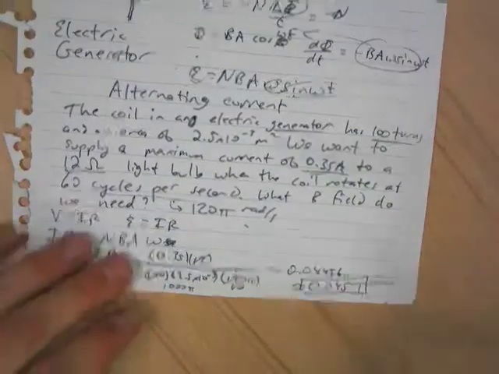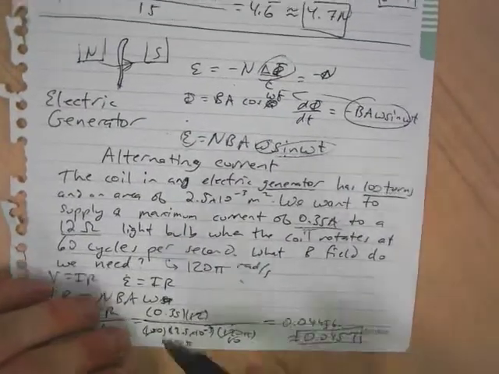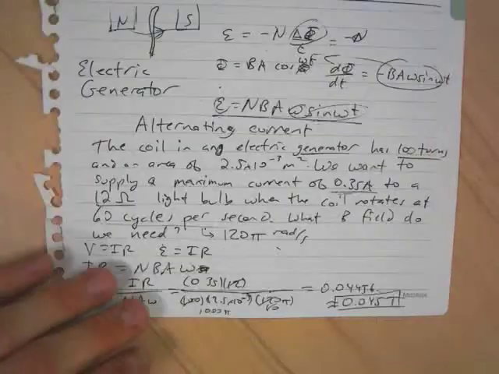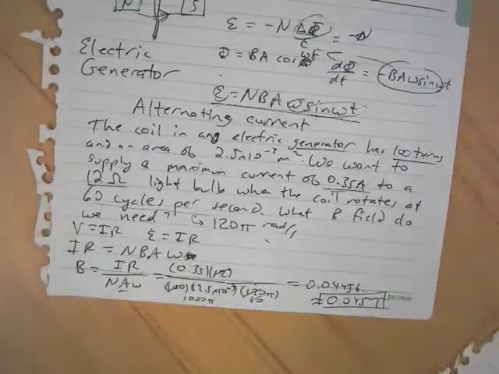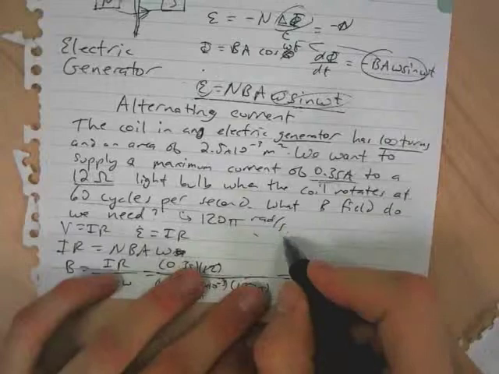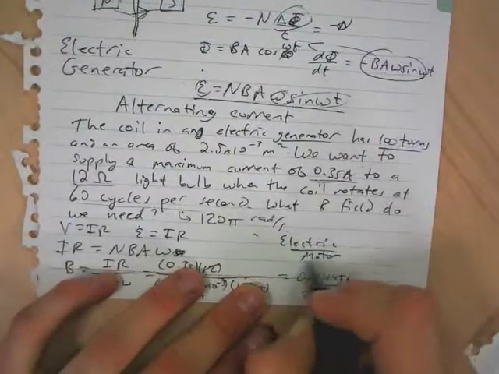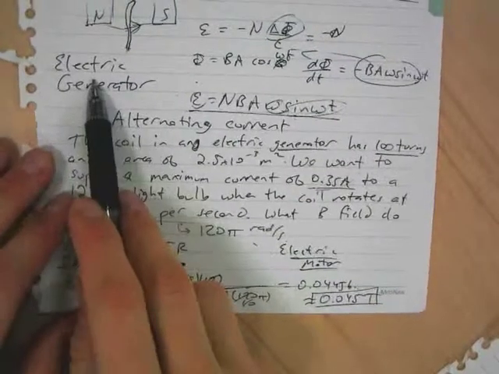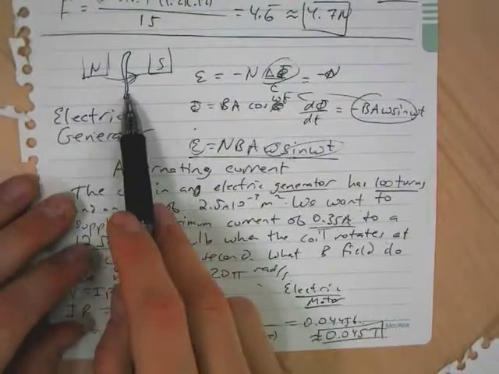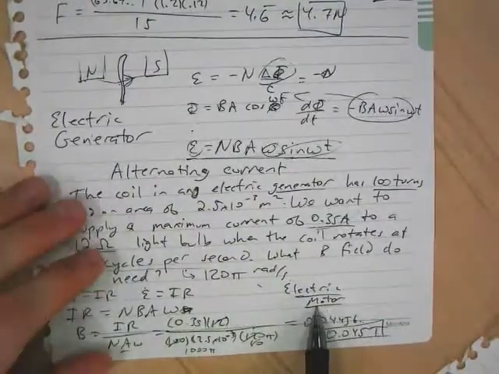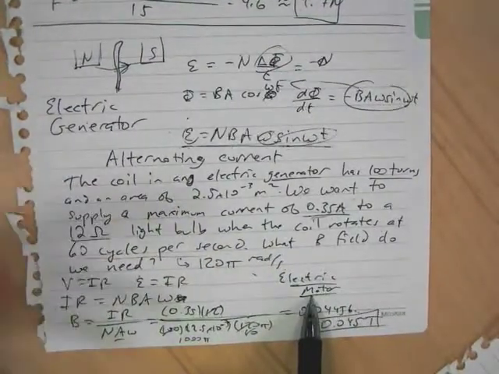So that's just an example of how we can use this formula that relates to an electric generator to find a B field. So that's how an electric generator works. An electric motor works the opposite direction. So this generator is converting the mechanical energy of this rotating coil into electrical energy. Well, an electric motor takes electrical energy and converts it into mechanical energy.